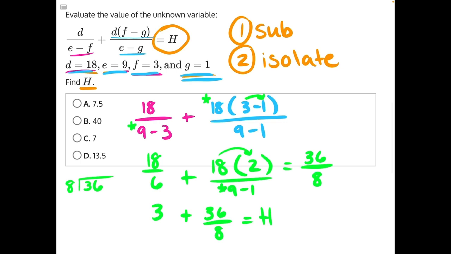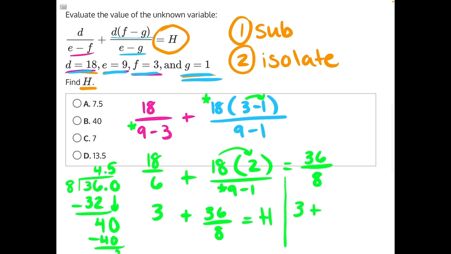8 goes into 36 4 times. That will give us 32. When we subtract, we're left with 4. And 8 cannot go into 4, so we have to add a decimal and add a 0. Bring it down. 8 goes into 40 5 times evenly with no remainder, meaning that 4.5 is equivalent to 36 over 8. I'll write this over here.